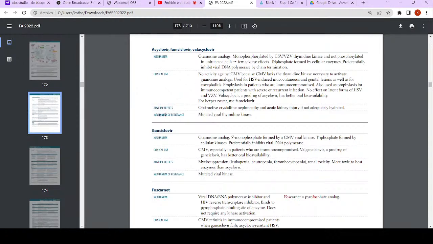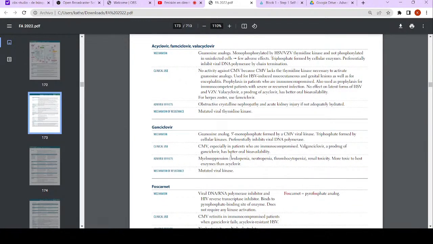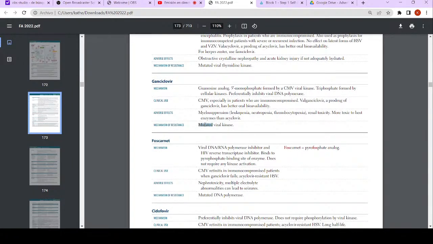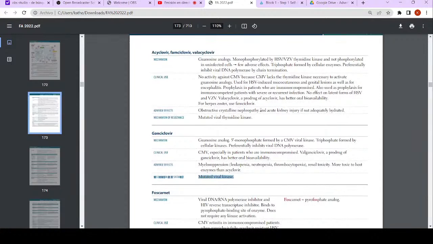And it says, right, the mechanism of resistance is mutated viral thymidine kinase. If the case was of a patient with cytomegalovirus, the answer would be mutated viral kinase, because CMV has a viral kinase, not this thymidine kinase. And that's it. That's actually the answer. No effect in latent forms of this. That's important to remember. HSV or varicella zoster virus. Herpes simplex, sorry.